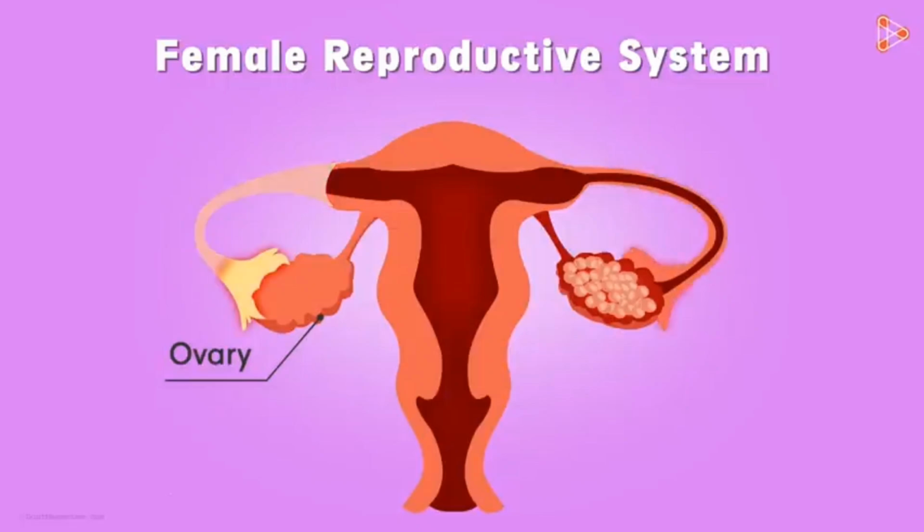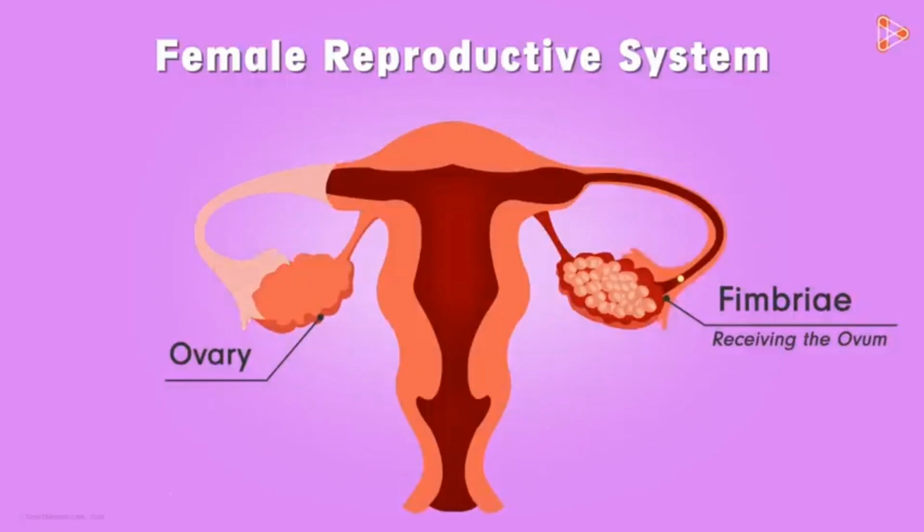If we look at it carefully, we find that there are finger-like projections which connect the two, for receiving the ovum when released from the ovaries. They are called the fimbriae. They help to hold the released ovum and also help to sweep it into the tubes ahead.